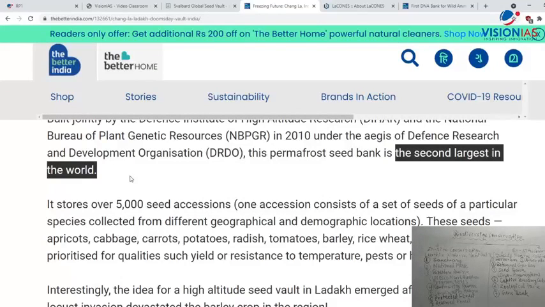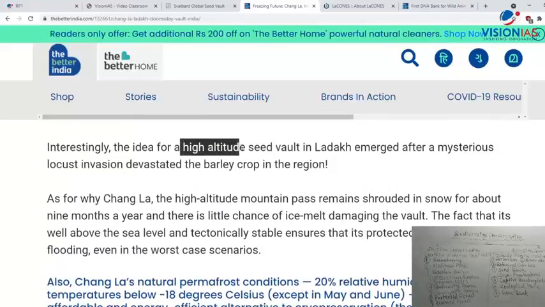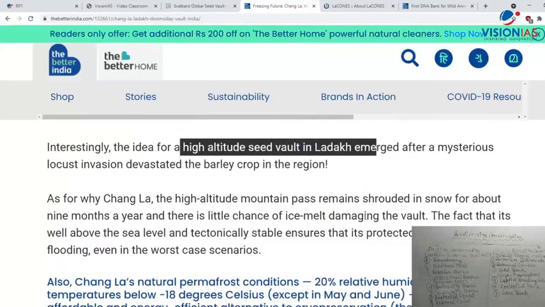You may not be aware of this information. Were you aware of this information? You may not be aware of that, and UPSC can ask you a question from anywhere, right? So that's what I'm trying to provide you in the classroom there. Now this Changla Pass where DRDO has set this up is the second largest in the world, and that is in Ladakh. The high altitude seed vault in Ladakh, right?